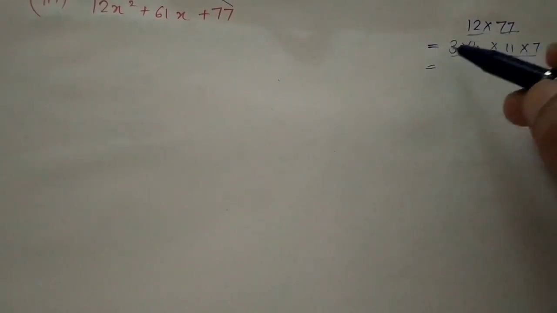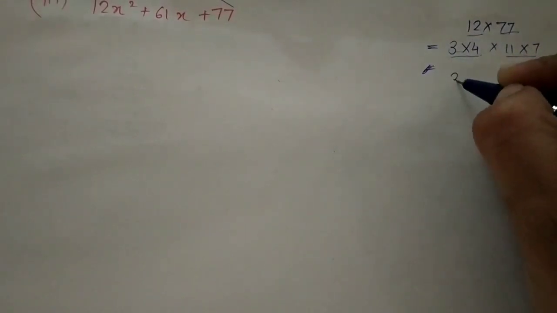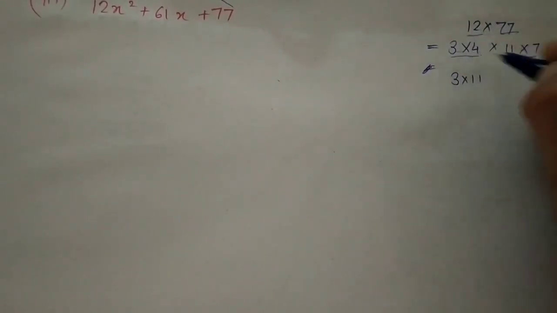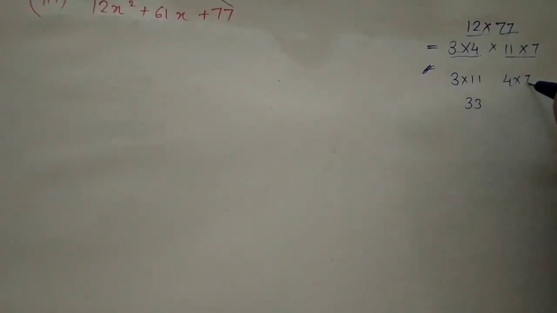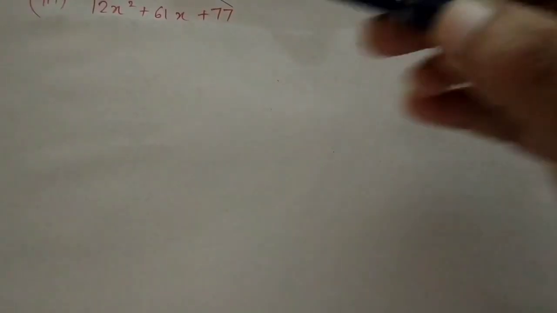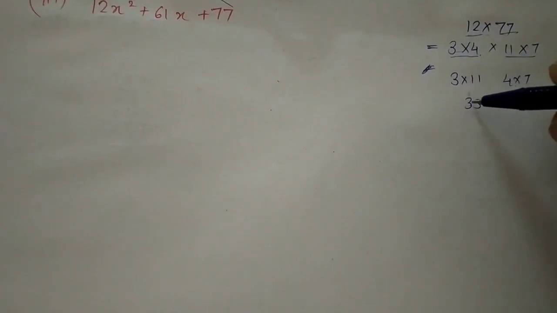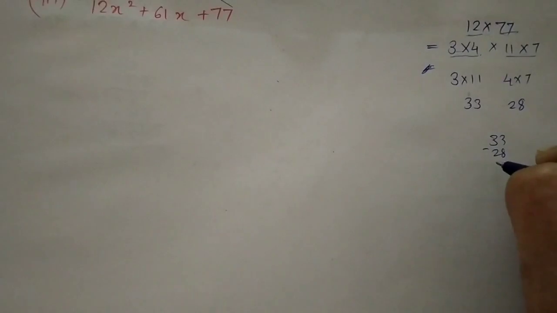Now try different combinations here. If I take say 3 into 11, okay, 3 into 11, and the other pair if I take 4 into 7, what will I get? 33, and 7 4s are 28. So now just check whether 33 and 28 gives you 61. Okay, let us check. 8 plus 3 will be 11, so that will be 1, we'll carry 1 here. 3 plus 1, if you don't understand, 33 plus 28, let me check, 61.